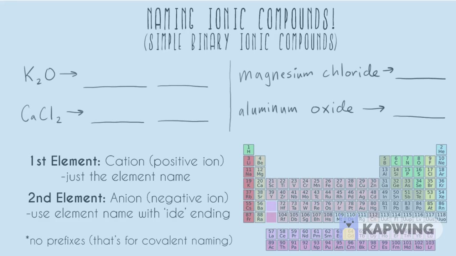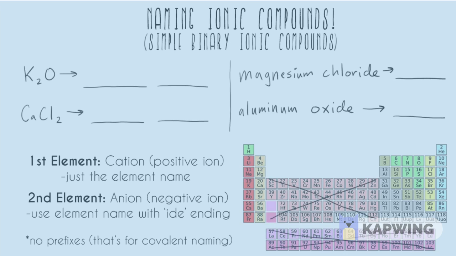In this video, I'll be going over naming ionic compounds, and this is just for simple binary ionic compounds. So to break that down, simple binary means that all of these elements, we're going to be able to predict the number of valence electrons they have, and then because of that, what ion they become. So basically, this means we're not dealing with any transition metals.